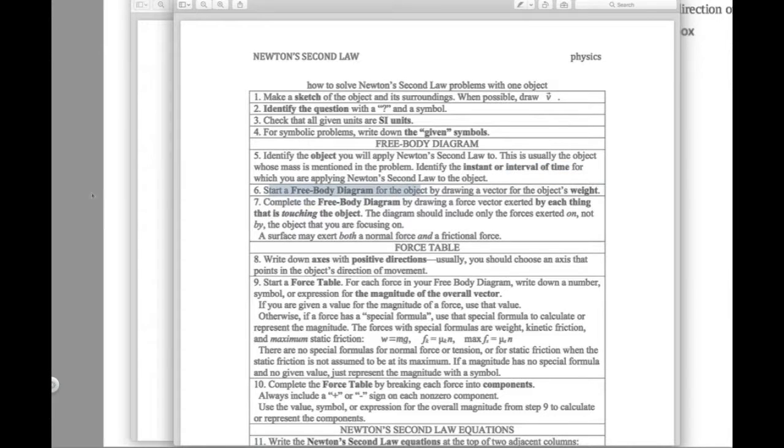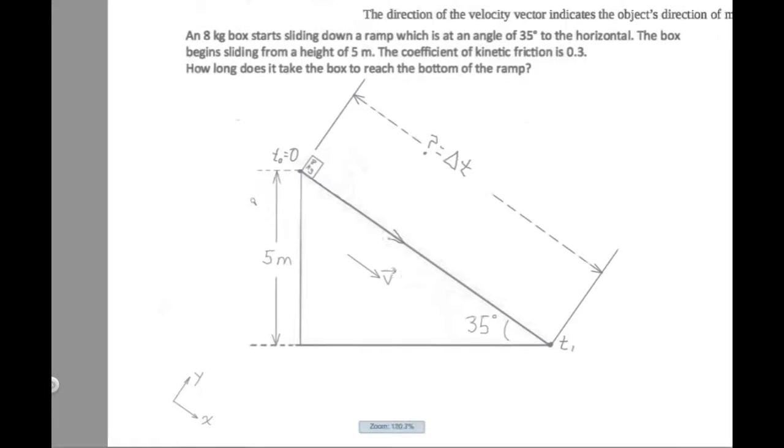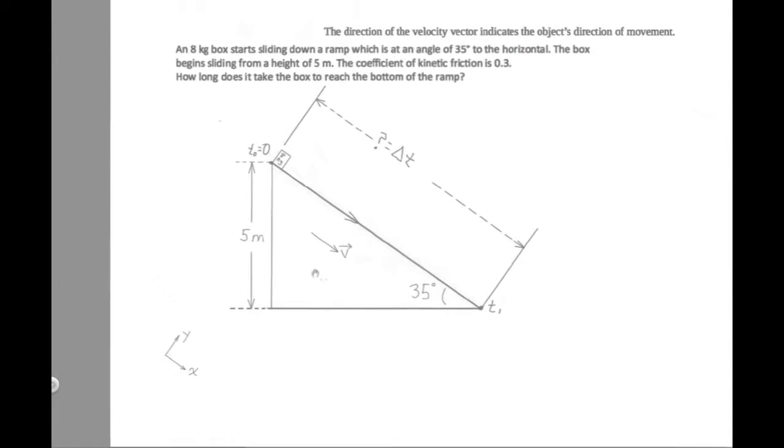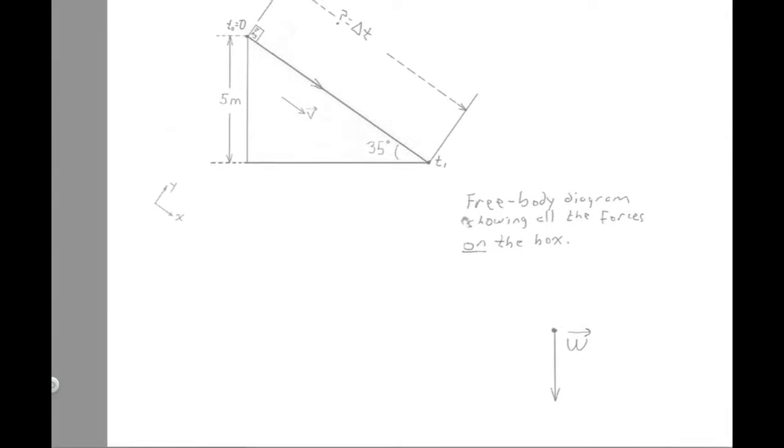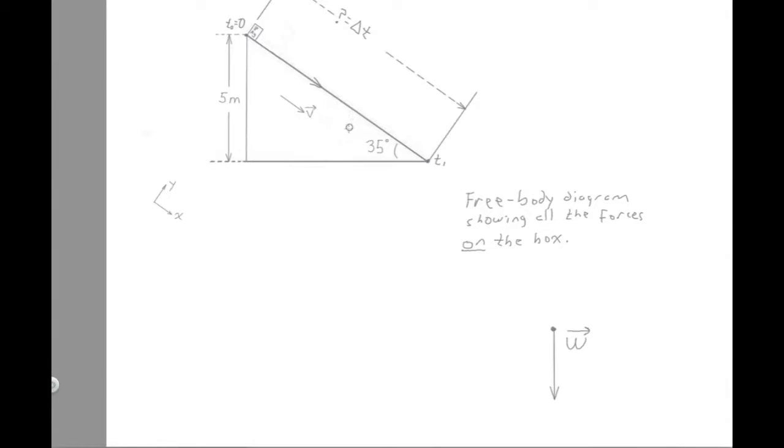Start your free body diagram. Start the free body diagram by drawing a vector for the object's weight. Make sure that you label that accurately. And remember, there's a simple rule for the direction of the weight. The direction of the weight is always down. It doesn't matter whether you're doing an inclined plane problem or a horizontal floor problem. The direction of the weight is always down.